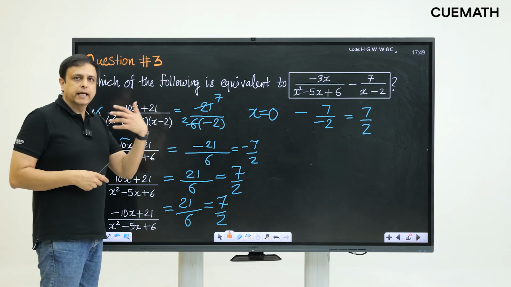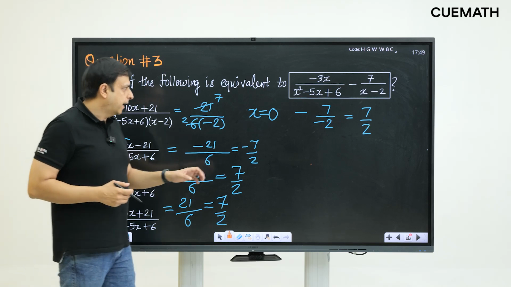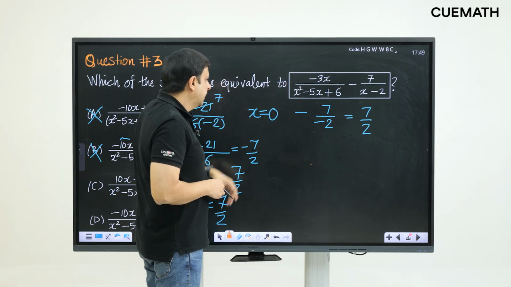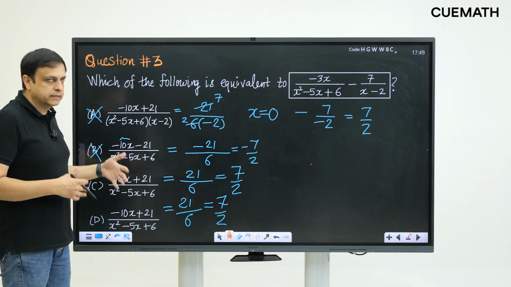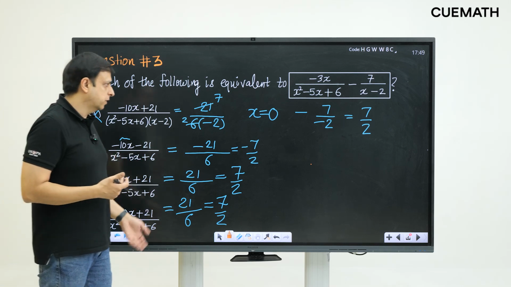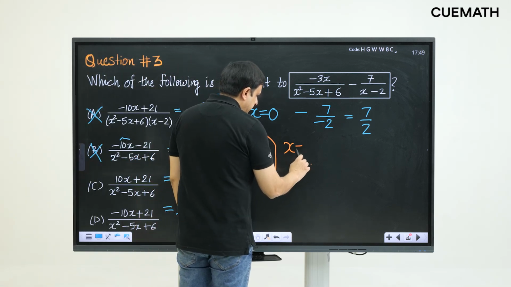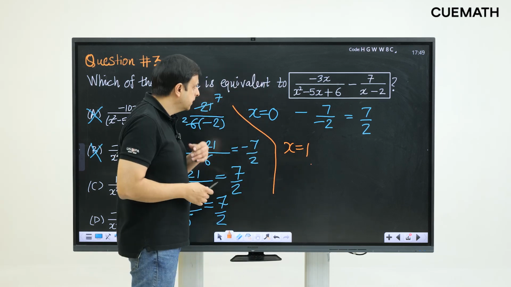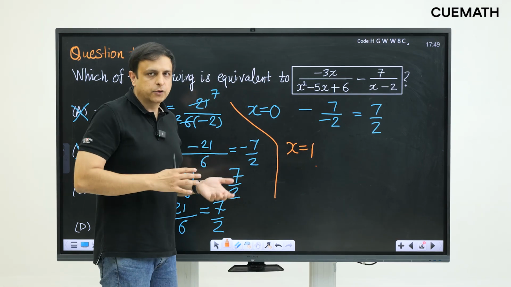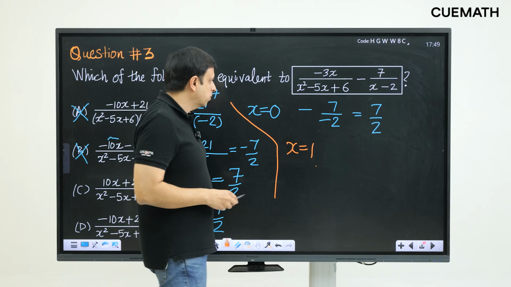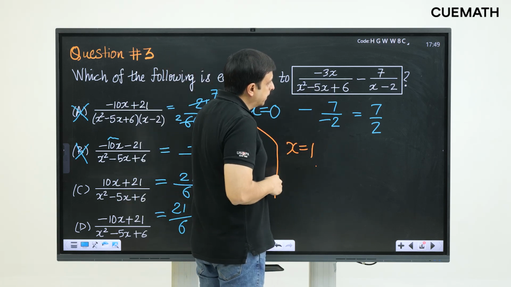So, let us take another value of x and find this expression's value, and then see which of these 2 is giving us the same value for that value of x. So, I will take another simple example for x. Let us take x equal to 1. Generally 0 and 1 are the 2 simplest substitutions. So, I will take x equal to 1 and I will substitute it into this expression.